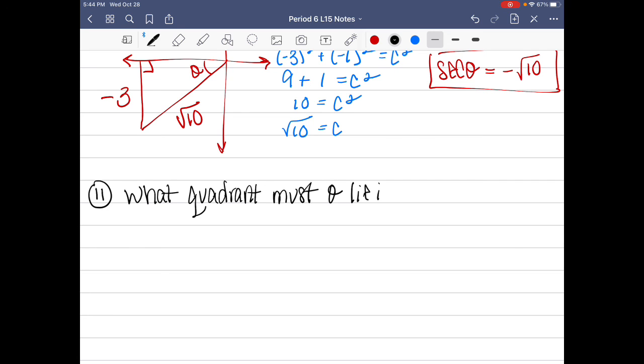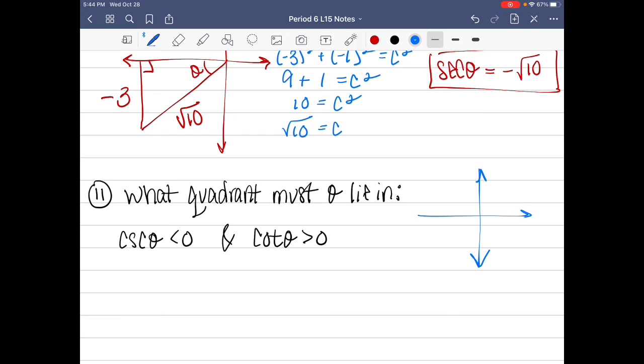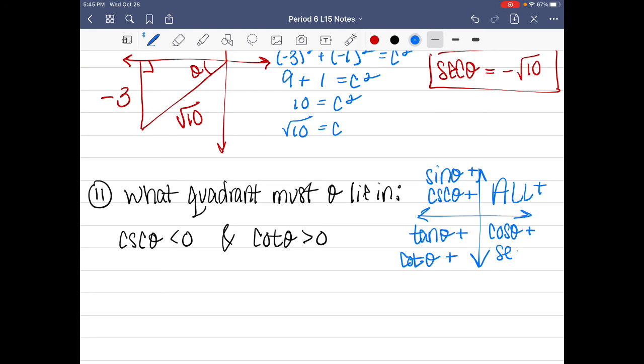And you're given this piece of information. You're given cosecant theta is less than 0 and cotangent theta is greater than 0. For this one here, we would use our All Students Take Calculus quick refresher, right? All trig functions are positive in quadrant 1. Sine and its reciprocal cosecant is positive in quadrant 2. Tangent and its reciprocal is positive in quadrant 3, and then cosine and its reciprocal is positive in quadrant 4.